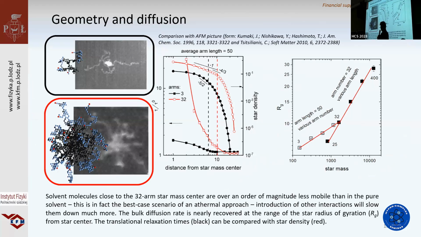Experiments. Here we see images from an electron microscope compared to geometry from our simulation. The graph shows how we correlated the solvent relaxation time with star density. It turned out that the solvent closer to the star's core moves much slower than the solvent further outside.